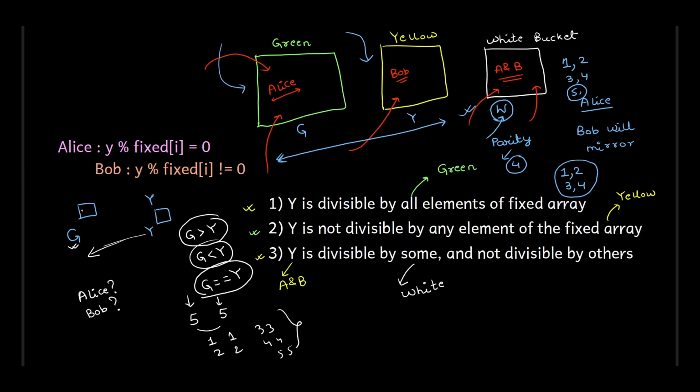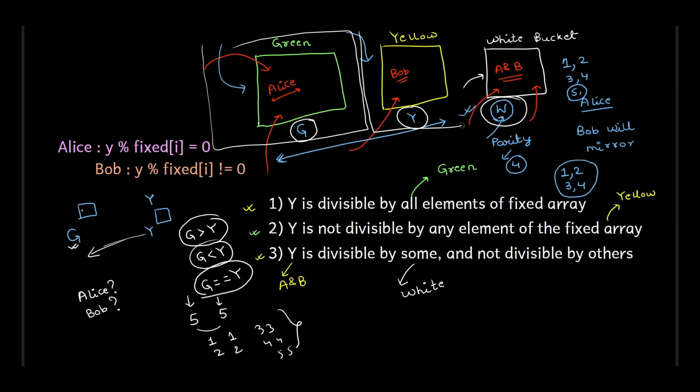So just to recap once again, if you can somehow find the count of elements in the green bucket, the count of elements in the yellow bucket, and the count of elements in the white bucket, then the strategy is to pick all the elements from the white bucket as quickly as possible by alternating turns and basically by mirroring whatever your opponent does. And then once the last element is gone from the white bucket, you will play your independent separate game on your green and yellow buckets.